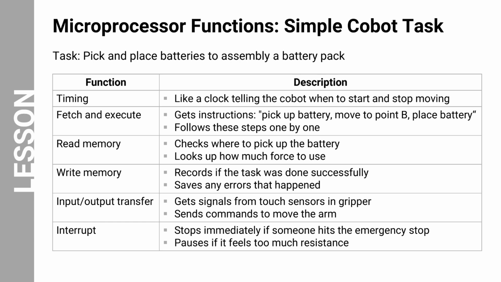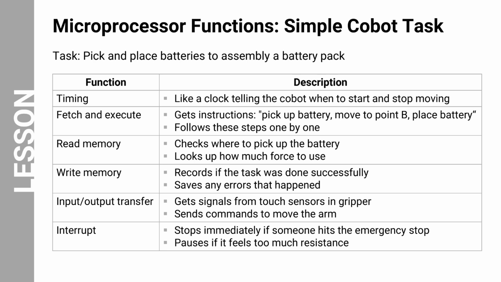The read memory function helps the cobot know exactly where to pick up the battery and checks how much force it should use when gripping. Write memory keeps track of the operation by recording if tasks were completed successfully and logging any errors that occurred. For input-output transfer, the cobot receives signals from touch sensors in its gripper and sends commands to move its arm.